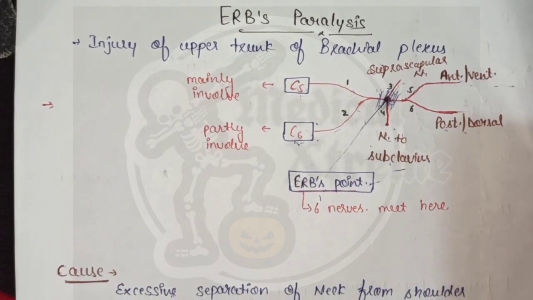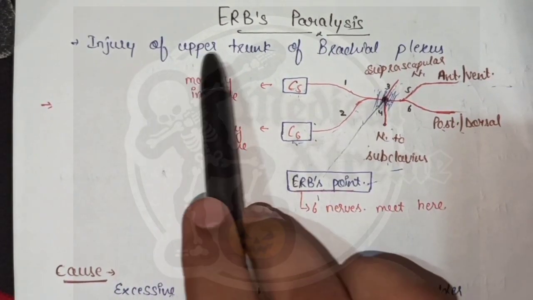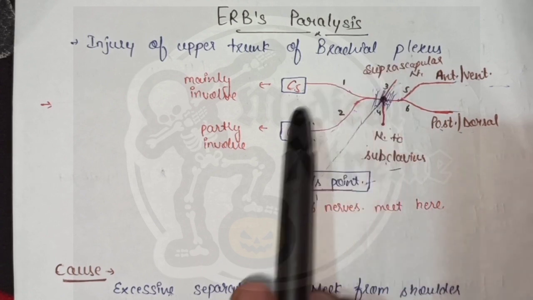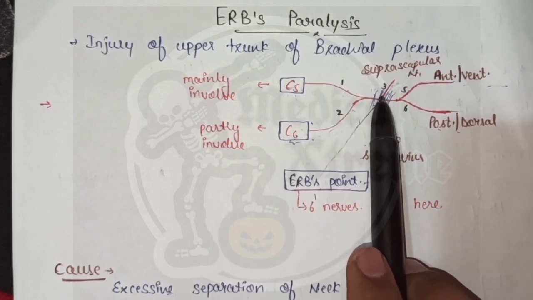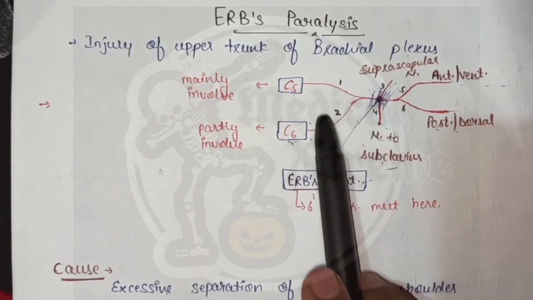Let's talk about Erb's paralysis. It is an injury of the upper trunk of the brachial plexus. In the brachial plexus, there is a point known as Erb's point, at which six nerves meet.